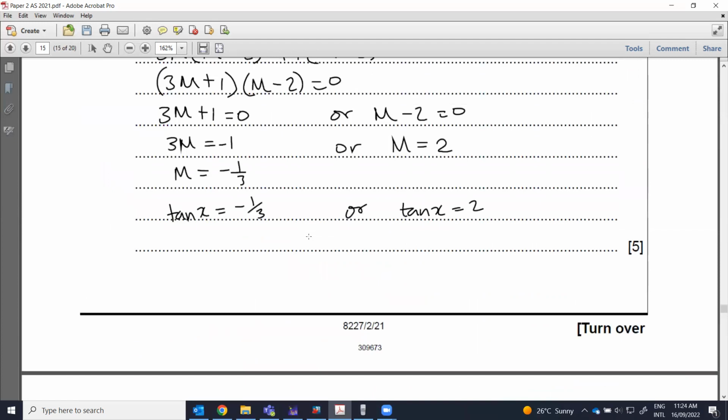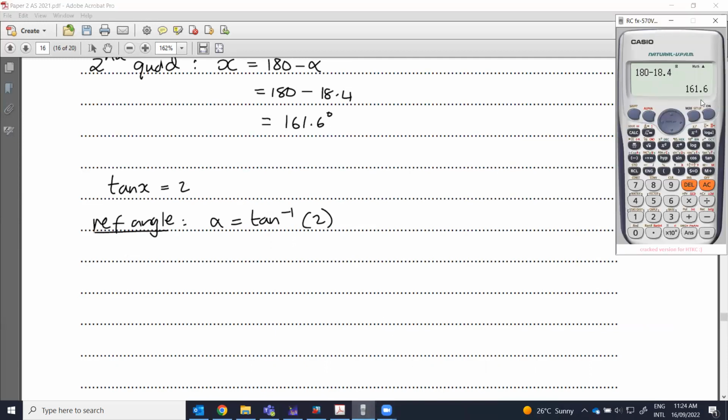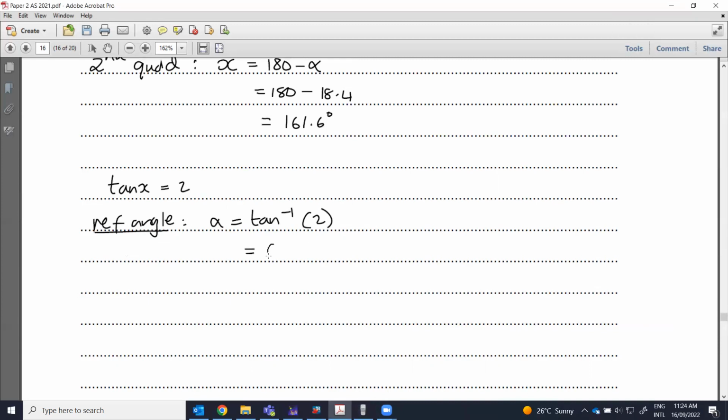Then we go back to the second equation, tan x is equal to 2. So the same procedure, we need our reference angle. So alpha is tan inverse. If there was a negative over here, I would ignore it. So I say tan inverse of 2. There's no negative to ignore, so I just proceed. So shift tan inverse of 2. This is 63.4 degrees. And then I draw my CAST diagram.